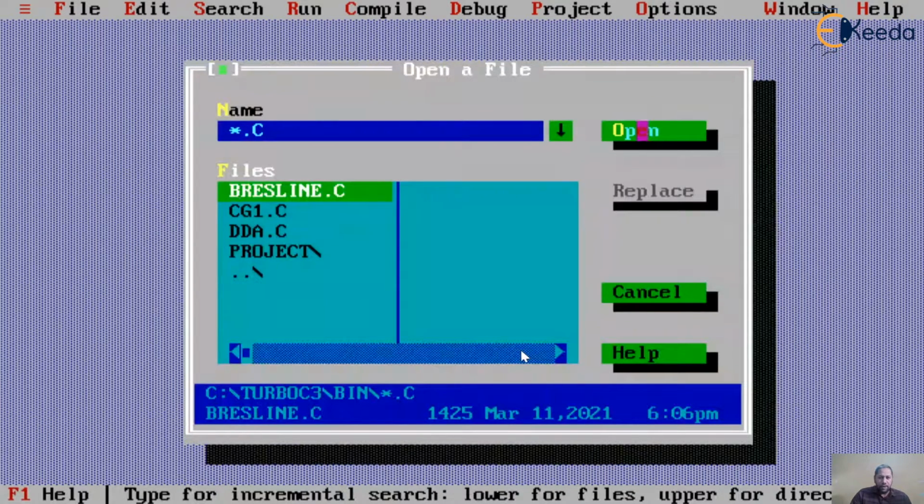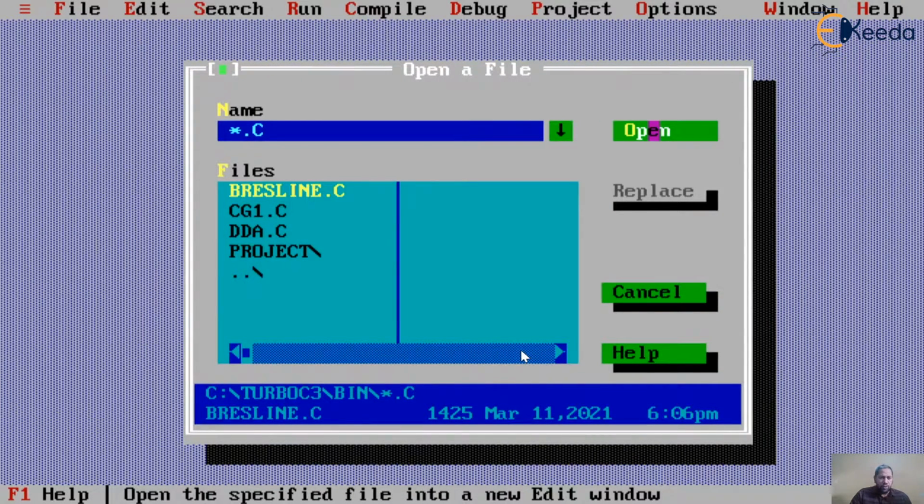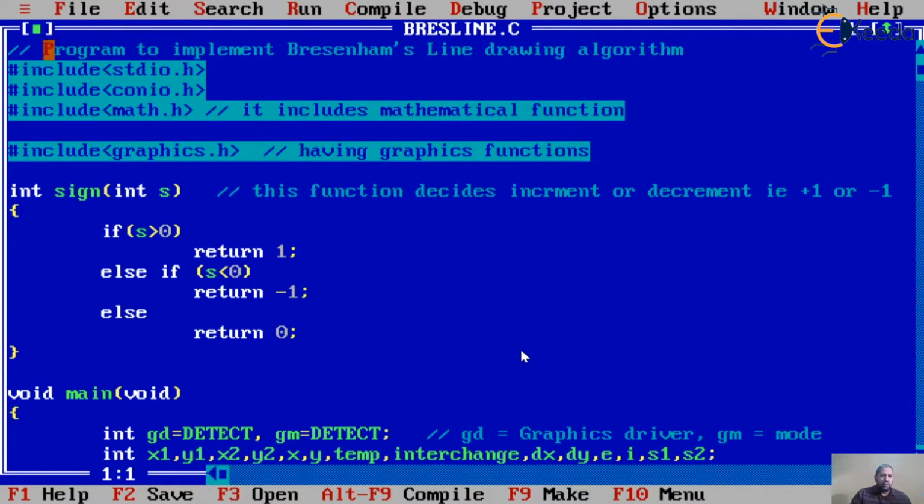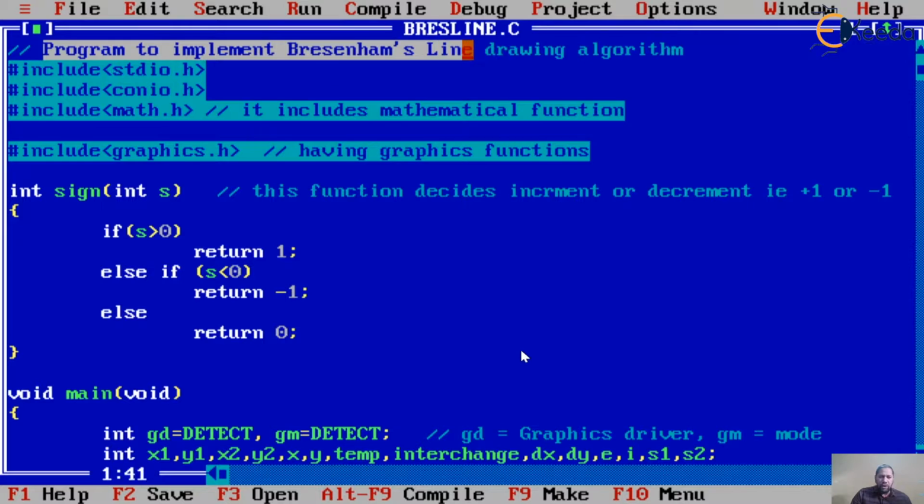Instead of wasting time, I will not type the complete program. Rather, I will open the program that I have already typed. So I open this program. The purpose of the program is to implement Bresenham's line drawing algorithm. This is our program to implement Bresenham's line drawing algorithm.